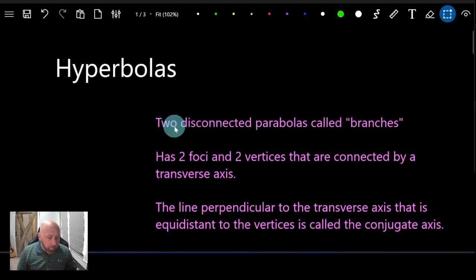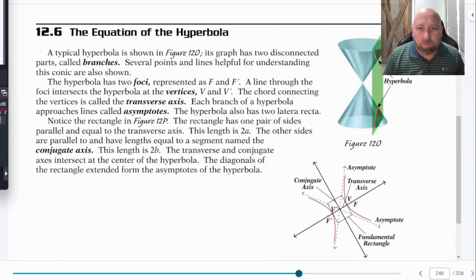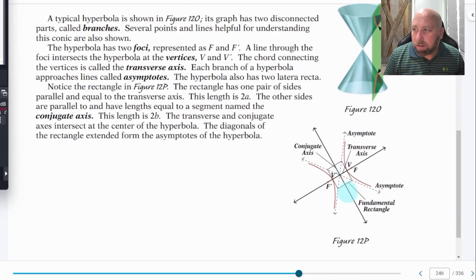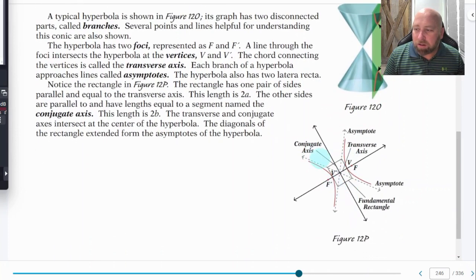So with the hyperbola, it's two disconnected parabolas. These are called branches. You can see that word in your book. It has two foci and two vertices. They are connected by the transverse axis. And I'll jump back and forth between this so you can look at it here and in your book. But this is kind of like a cross section of it.